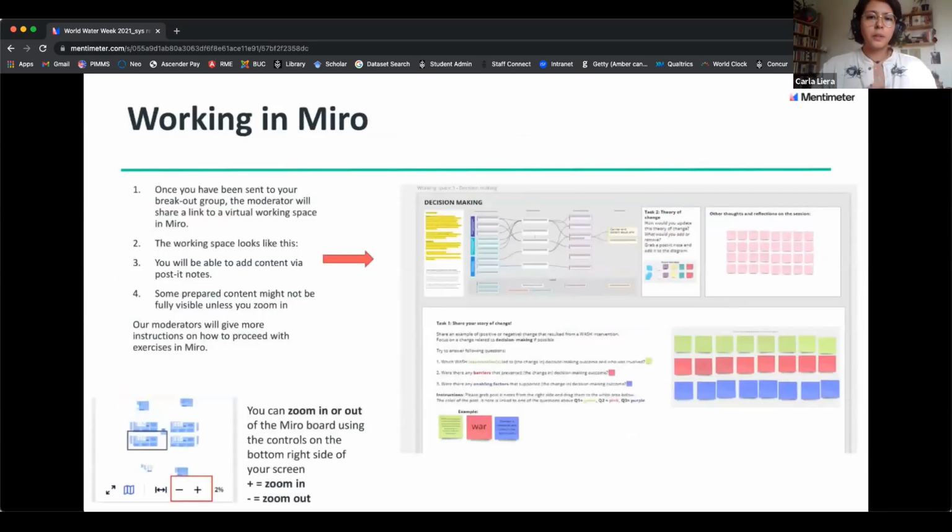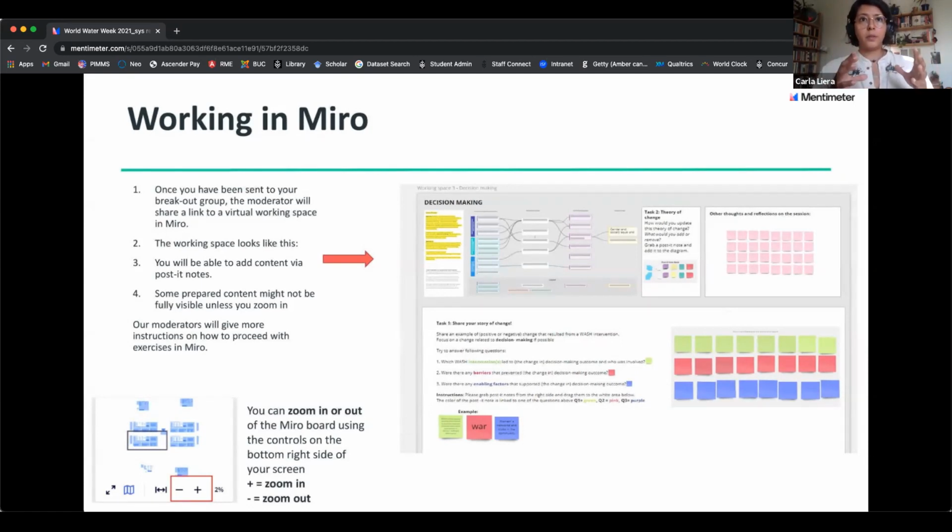Once you click in this group, you will be directed to a working group in Miro. So your working space would look like this board right here. And you will be able to work with post-its, mostly to write your ideas in post-its. In order for you to zoom in to your board, you need to click on the plus sign or the minus sign. If you want to zoom in, you click on the plus, and if you want to zoom out, you click on the minus.